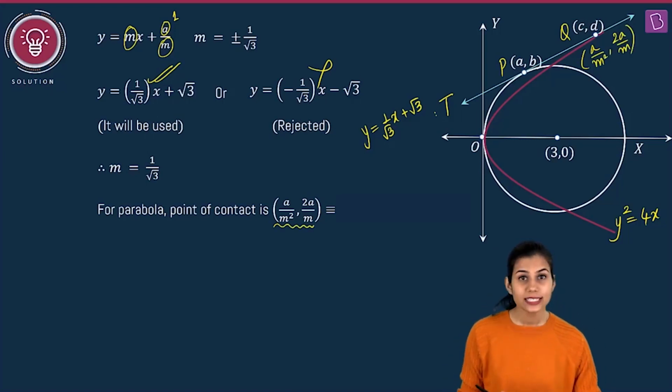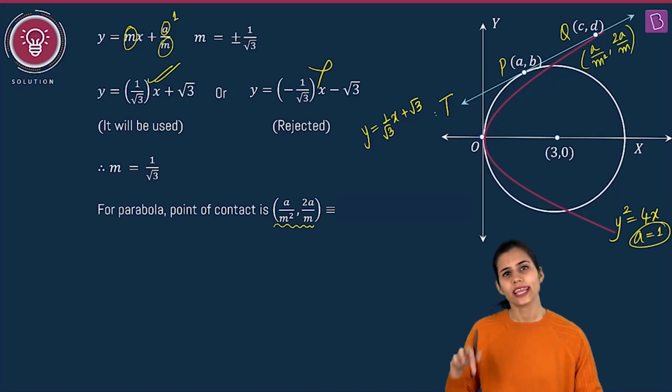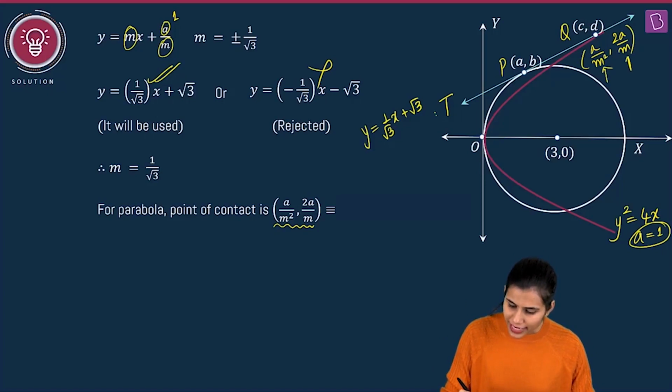A I know is 1 because I have compared 4ax with 4x. So 4a equals 4 gives me a as 1. m I know is 1 by root 3. So plug in the values of a and m in here.